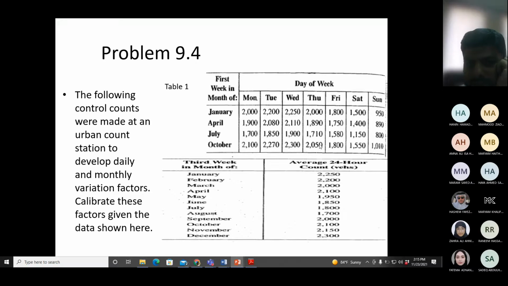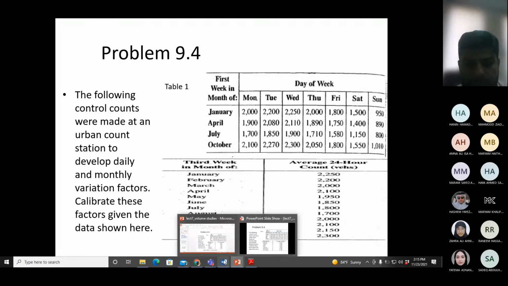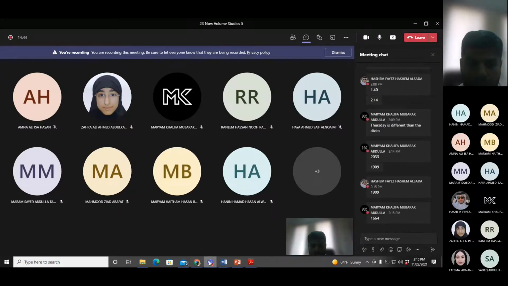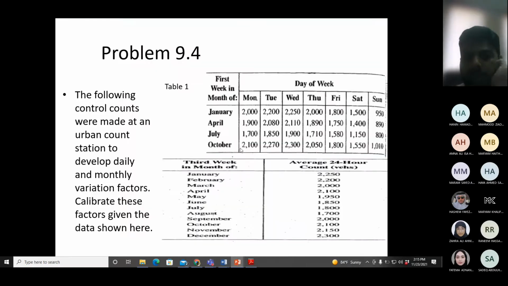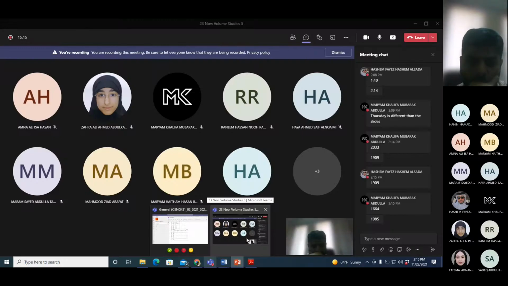Then for July, you add these 7 values, 1700, 1850, and so on, plus 1800 into 7 divided by 14. $1664. Okay. Last one, October. So the last row from table 1 plus 2100 from table 2 into 7 divided by 14. $1985. Okay.